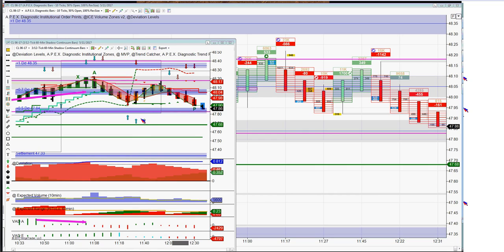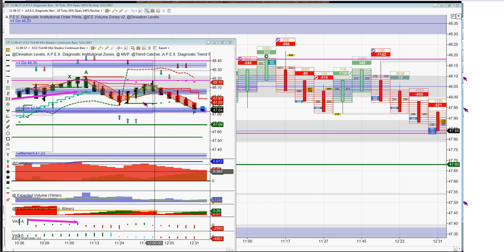So that combination right there helps me go, not a good entry. All right, so now we're at another level that's also a magnet and a deviation. So we're going to have to push through this. Get through this, we can start making some cash.